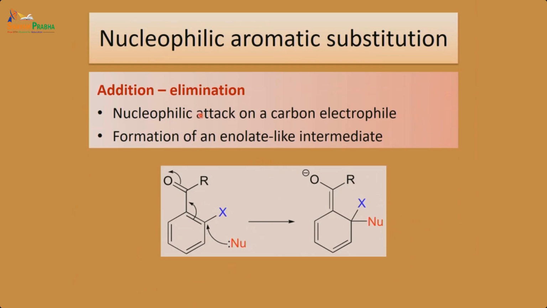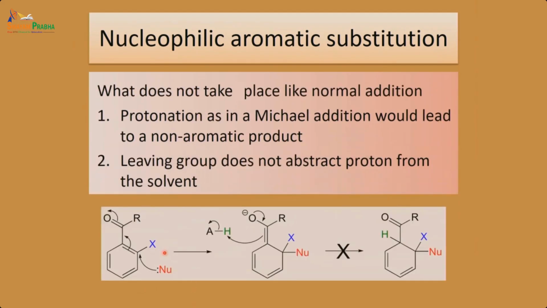But there are some problems associated with this kind of mechanism. Let us see what the problems are. Now, when the nucleophile adds, the system loses its aromaticity. So we have an intermediate which is non-aromatic. So it is a very difficult process in which the aromatic system loses its aromaticity. So that is the reason this type of reaction does not occur.